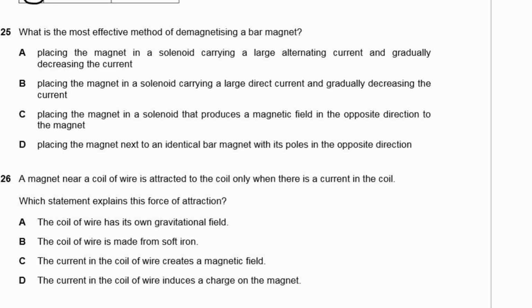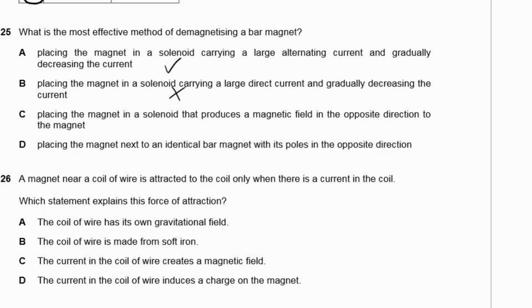25. What is the most effective method of demagnetizing a bar magnet? A. Placing the magnet in a solenoid carrying a large alternating current and decreasing the current. That would work. B. Well, it's asking for the most effective, not just will it work. B. Placing the magnet in a solenoid carrying a large direct current and decreasing the current. No, that will do nothing. Has to be an alternating current to mess around with the magnetic domains in the magnet.